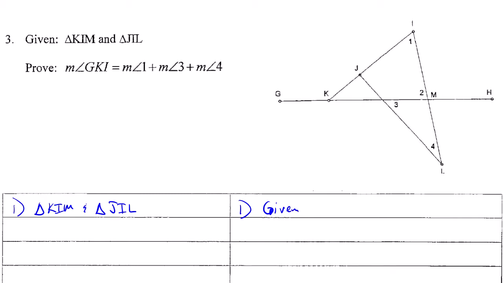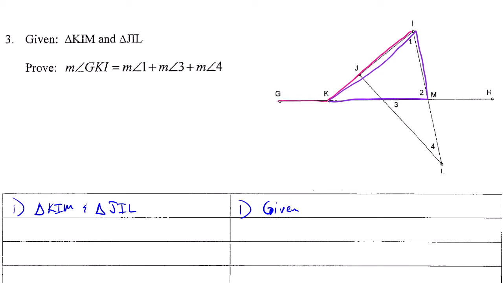And so we want to try to prove that the measure of GKI is equal to the measures of angle 1, 3, and 4. All right, so the first thing that I'm thinking of is that GKI is an exterior angle to triangle KIM, right?